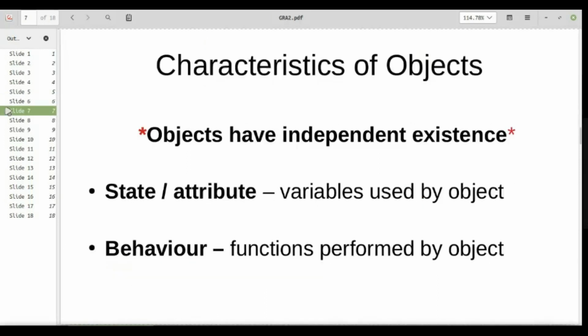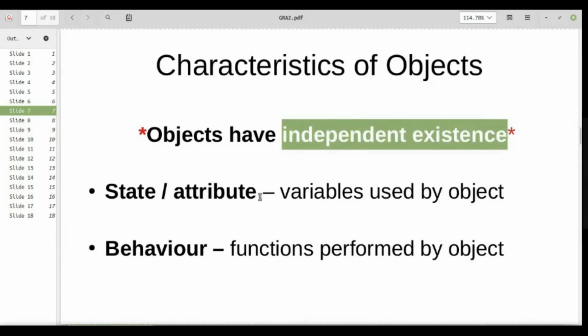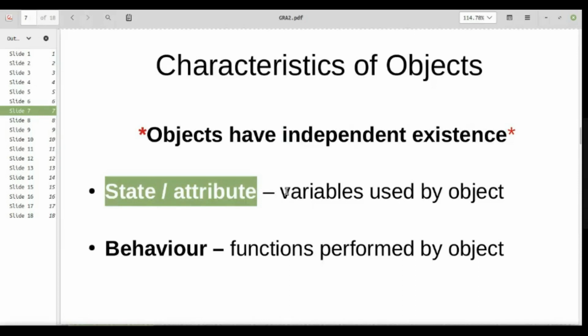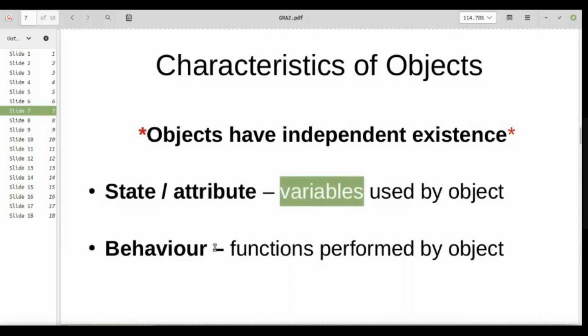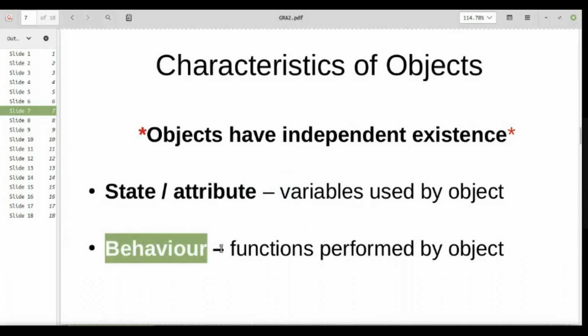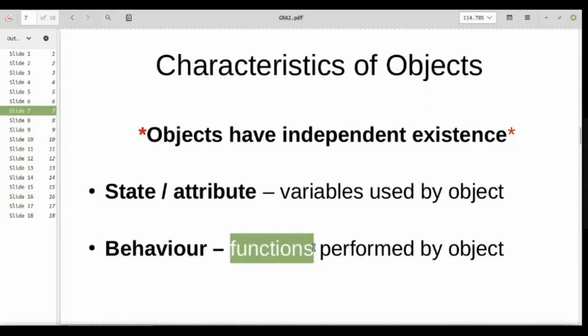Very good. But what is the view of somebody who is trying to relate how that object in programming is representing a real world model? He or she can find that the object has the following characteristics. An object has independent existence. An object has a particular state or attribute, which is denoted by the variables, and an object has a particular behavior, which is denoted by the functions that the object is performing.